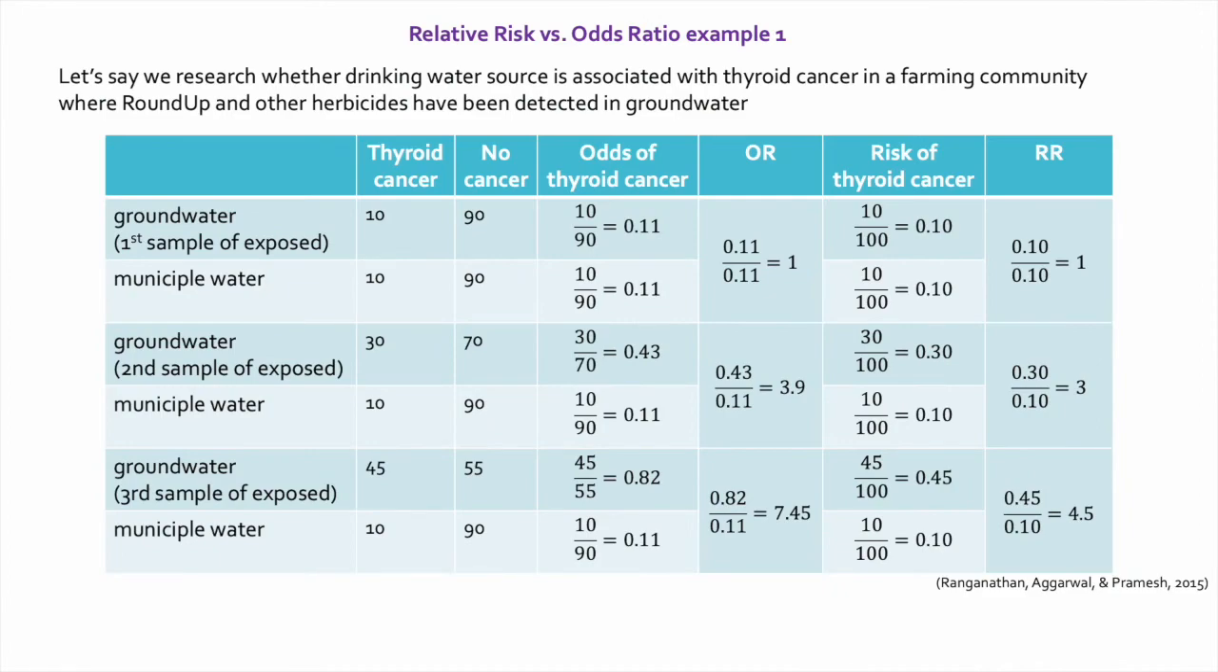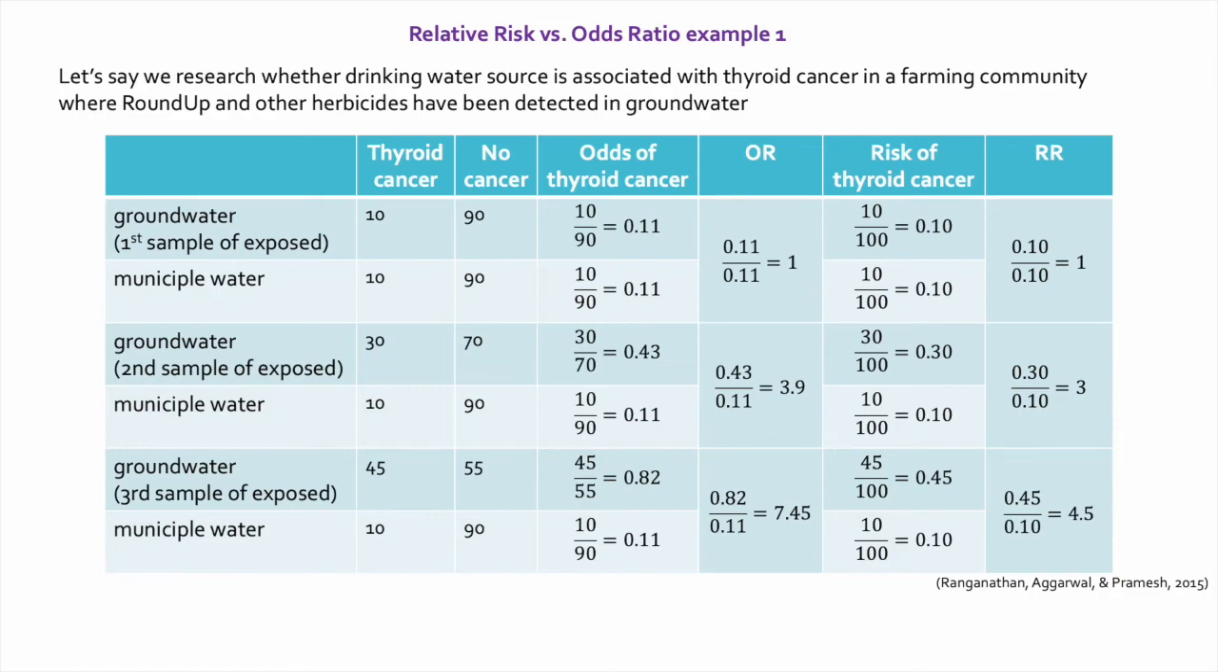Let's compare relative risk and odds ratio. We research whether drinking water source is associated with thyroid cancer in a farming community where Roundup and other herbicides have been detected in groundwater. On the left, we have 3 samples, each consisting of an exposed group and an unexposed group. You can see the data for the control group labeled municipal water repeats 3 times. It's the same data all 3 times.